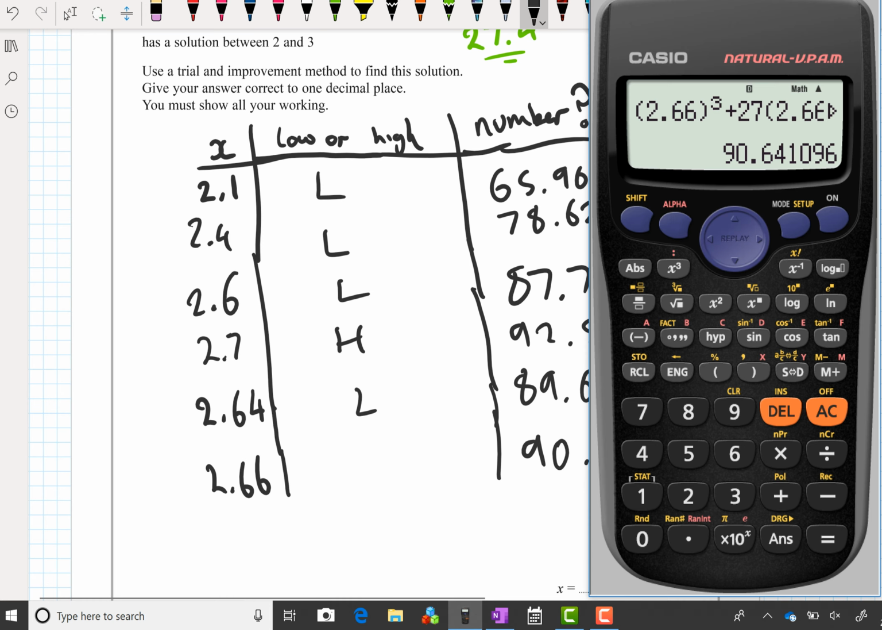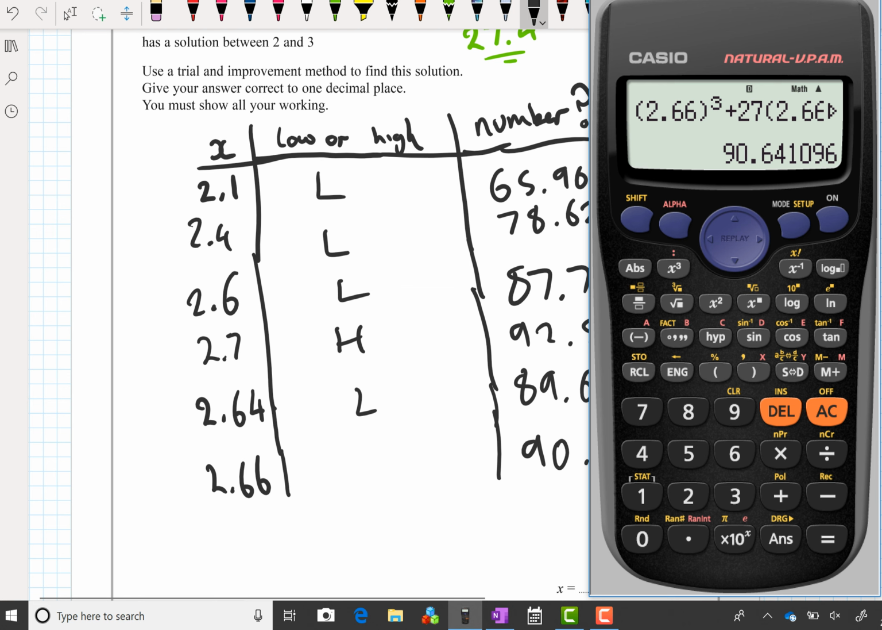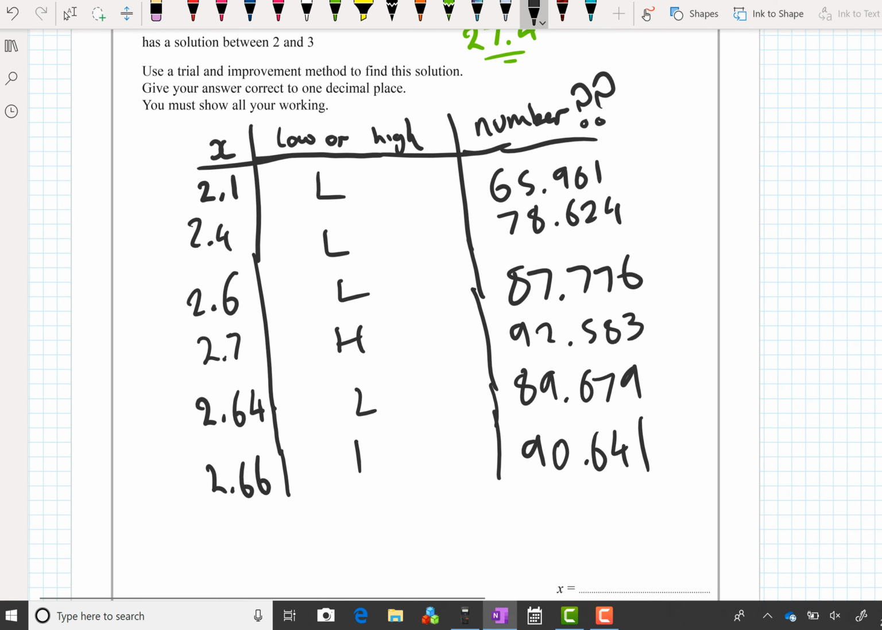That's enough actually. I could go another decimal place. Too high. Now, if you just have a look between 2.64 and 2.66, this one's distance away from 90 is 0.321. You could just do 90 subtract. And this one here is 0.641. You can see that this one is actually much closer to 90. 2.64 is, in fact. So 2.64 is closer to the answer 90 than 2.66 is.